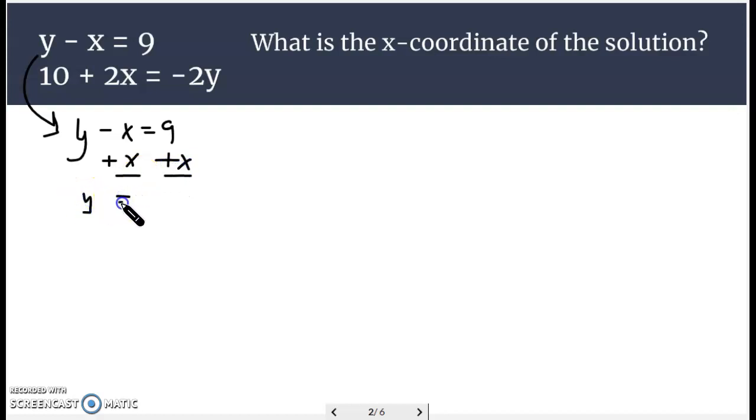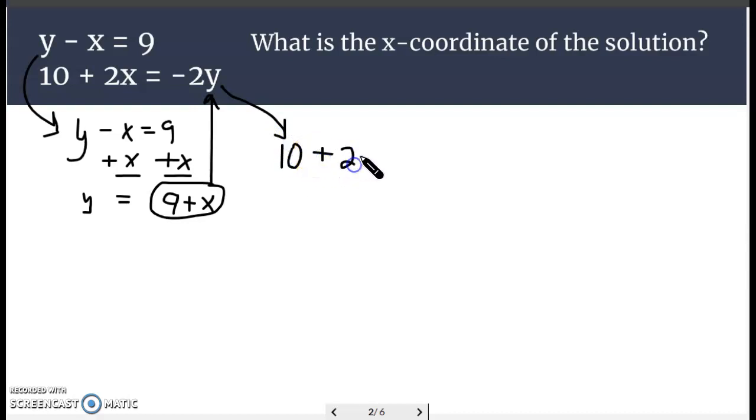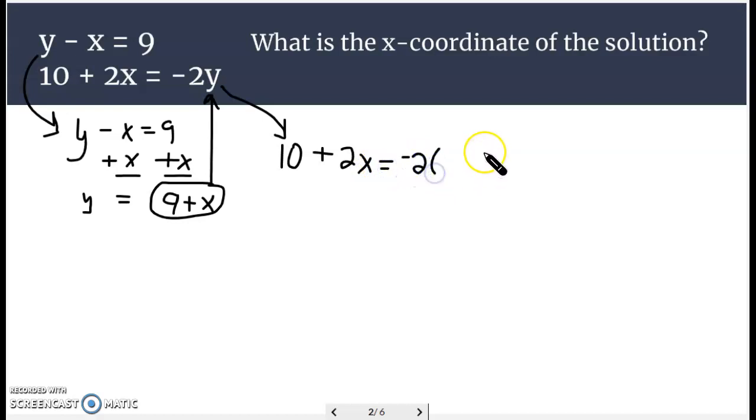So y equals 9 plus x. 9 and x are not like terms, so we cannot add them together. So now I have this quantity 9 plus x, and I'm going to substitute it in for y in the second equation. So let's work on that second equation here. 10 plus 2x equals negative 2 times y. So y was right here, but I'm not going to use y. I'm going to use 9 plus x because I solved for that in the first equation.